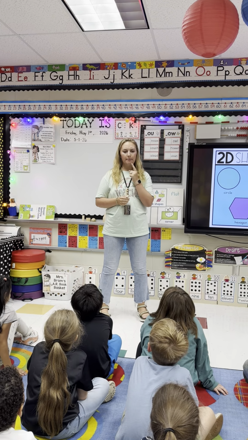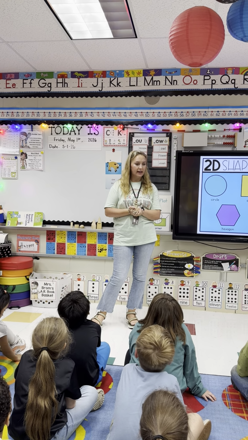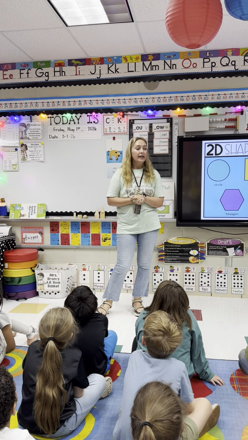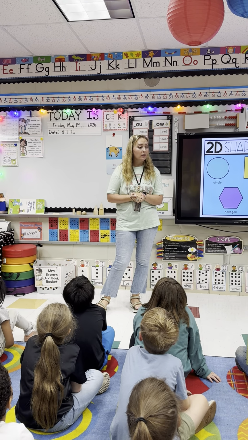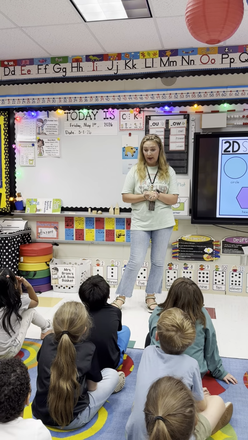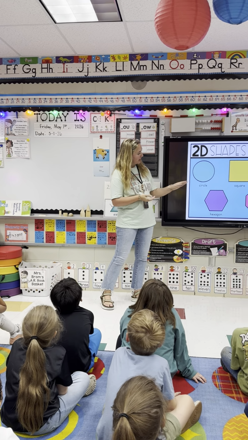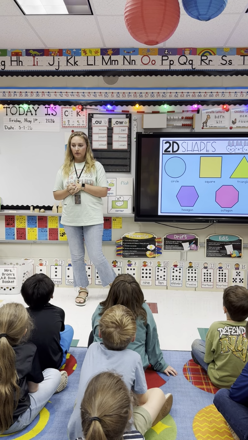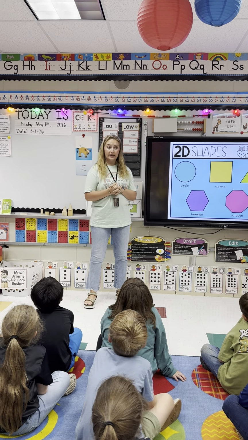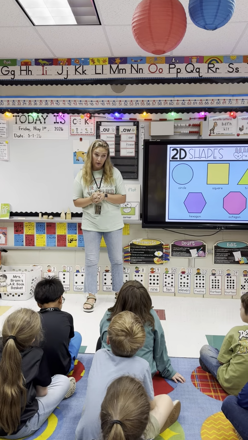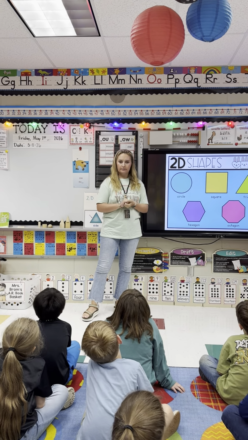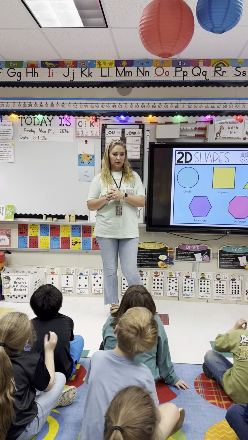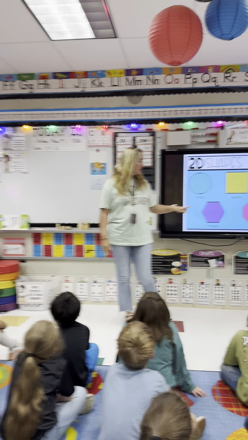Who remembers that big word, attributes? What does that mean? Anybody? Attributes is the number of angles and sides that the shape has. So look at this first shape, a circle, and think about the word attributes. That would be its sides and angles. Does it have any? No. 0 sides and 0 angles. That's what makes it a circle.